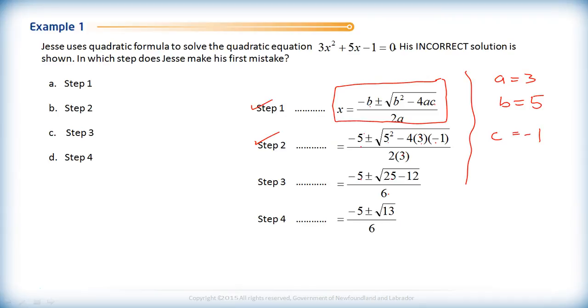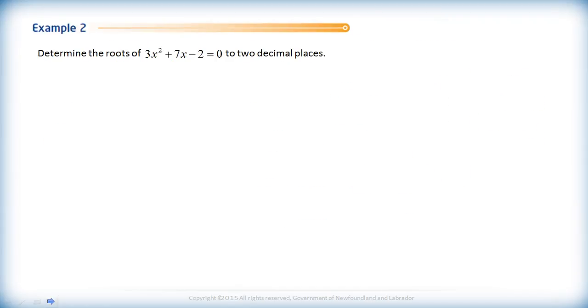Look at the mistake that Jesse made. Here's what he did. He took 4 times 3 times negative 1, and he got negative 12, which is correct, right? But he's subtracting negative 12. So if you're subtracting negative 12, shouldn't you end up with plus 12? Seems to me like you should. So that should actually be plus 12, and this becomes square root of 37 here. So the first mistake he made was right here in step 3. Poor Jesse.